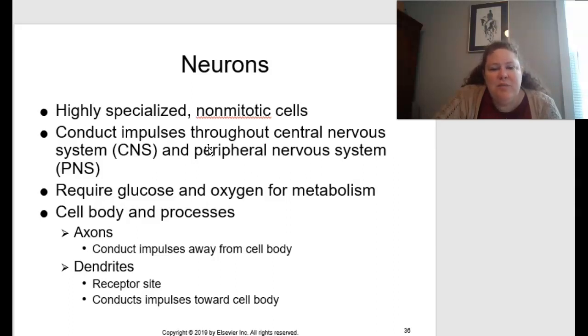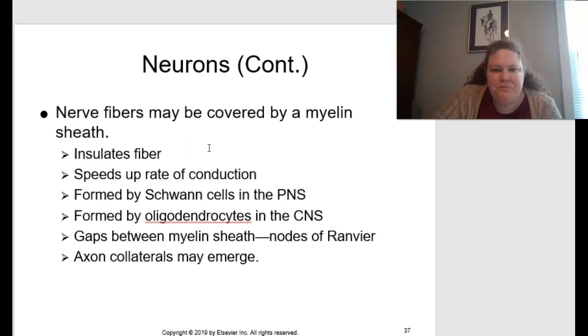The cell bodies and the processes are called axons or dendrites. The axons are going to be the ones that are conducting impulses away from the body, where the dendrites, this is the receptor site, and they take the impulses toward the body. So axons go away, like you're throwing an axe away from you, where dendrites, they're coming towards you.